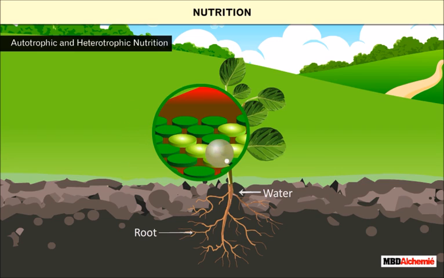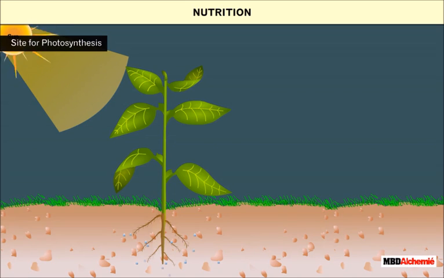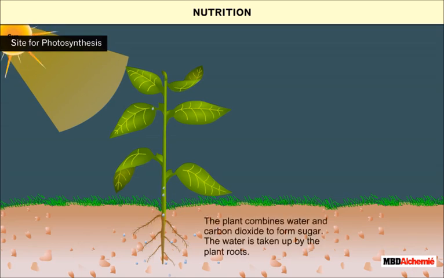These include green plants and some bacteria. In green plants, leaves are the site for food preparation. Plants, in the presence of sunlight, carbon dioxide and water, synthesize their food.